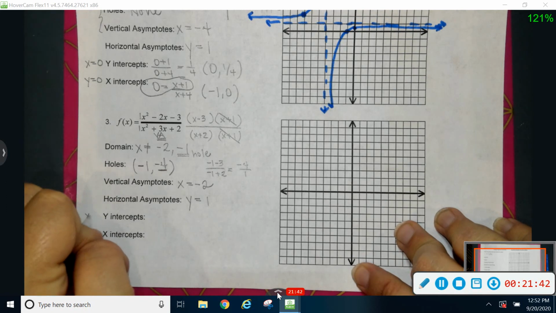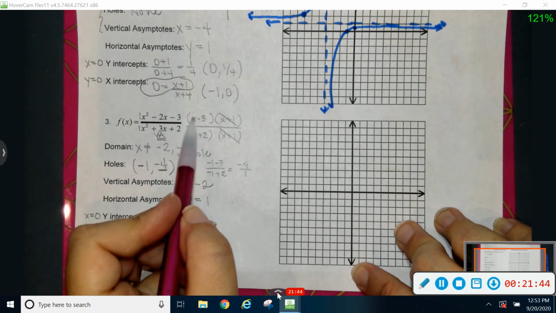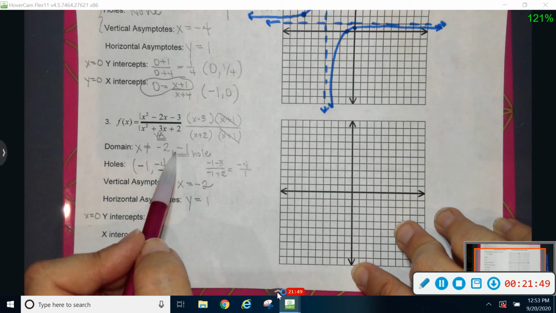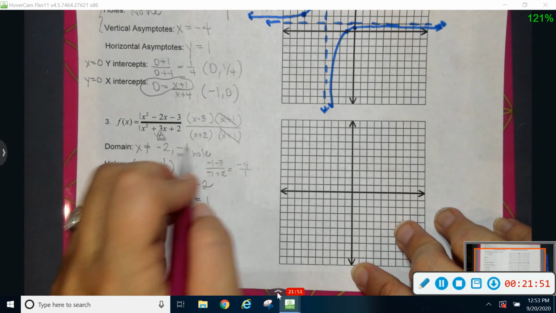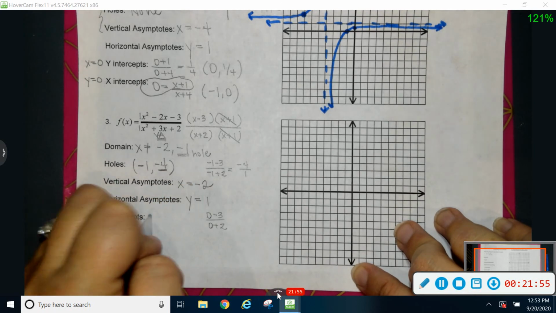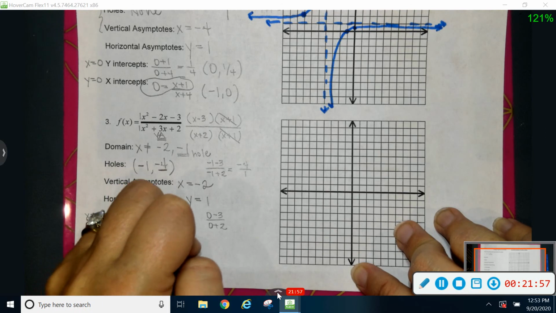Y-intercepts is where x is equal to 0. I can go back and do just what's left over here. I can plug into the original, whatever works. So I think I'm going to go to this what's left over, 0 minus 3 over 0 plus 2. Looks like -3 halves.